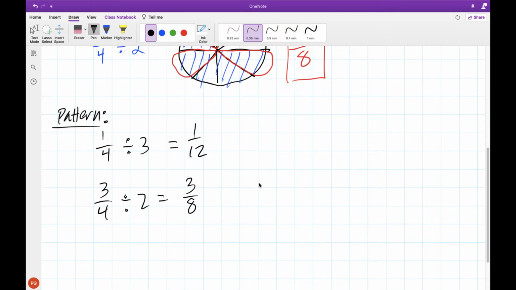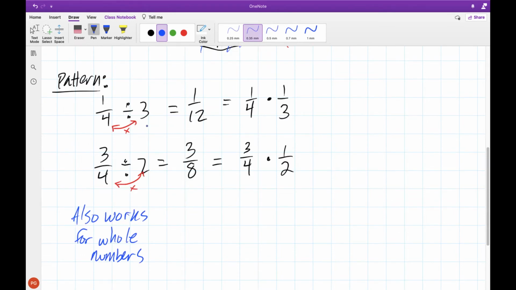Let's see if we can figure out a pattern here. 1 over 4 divided by 3 gave us 1 over 12. 3 over 4 divided by 2 gave us 3 over 8. What you might notice is that it looks like our answer comes from taking this whole number and multiplying it by our denominator here. And that is in fact the pattern that we're looking at. Another way that we can write this is that we can think about multiplying by 1 over this number here. Because when we take 2 fractions and multiply together, we multiply the tops and the bottoms together. This would be 1 times 1 to give us 1, 4 times 3 to give us 12, 3 times 1 gives us 3, 4 times 2 gives us 8.